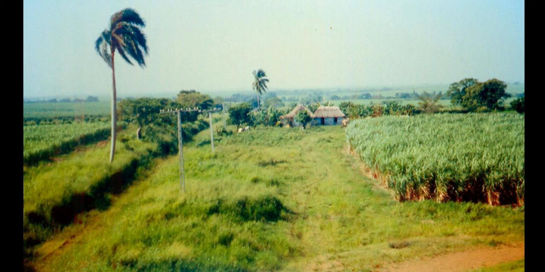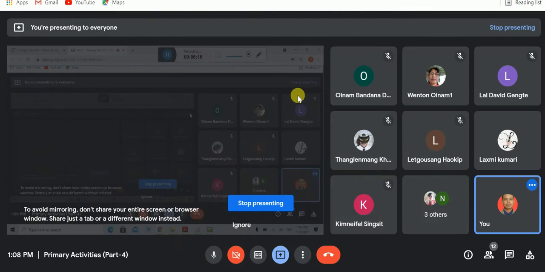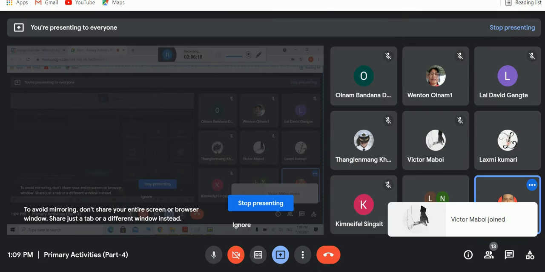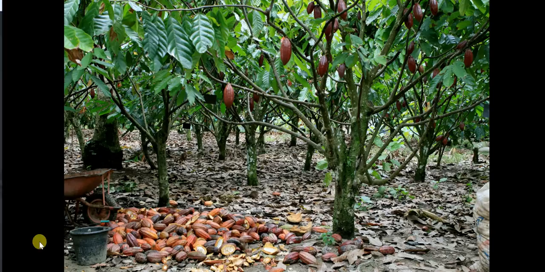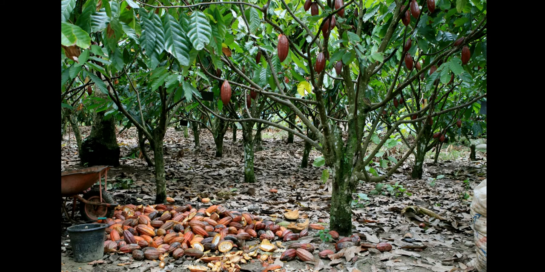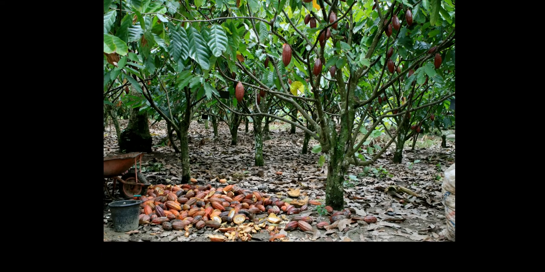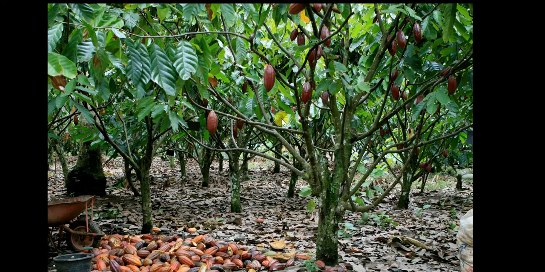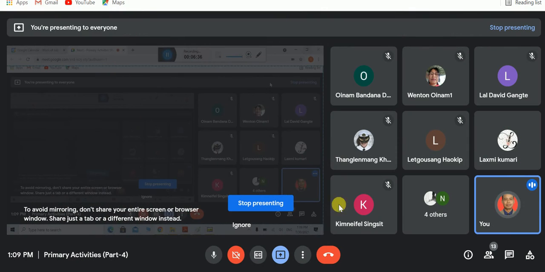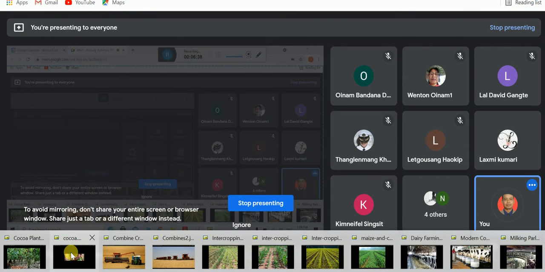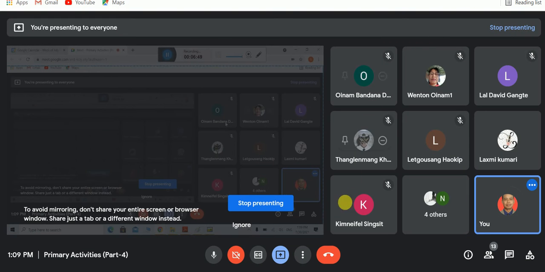This is another example of sugarcane plantation, and here this is cocoa plantation. Just see here, cocoa plantation. It is mainly done in the African countries. So this is the cocoa. It is used for different purposes, making beverages, chocolates and other items.